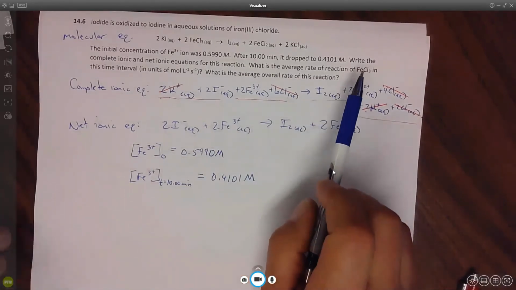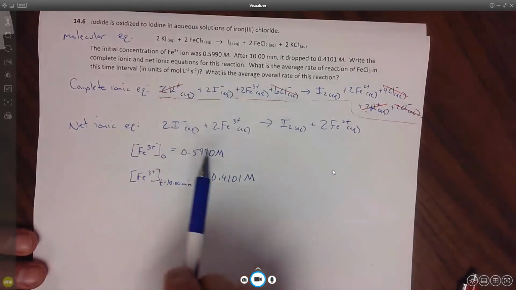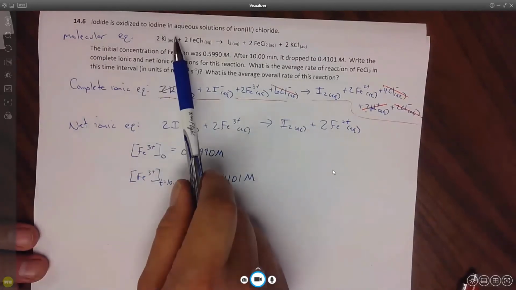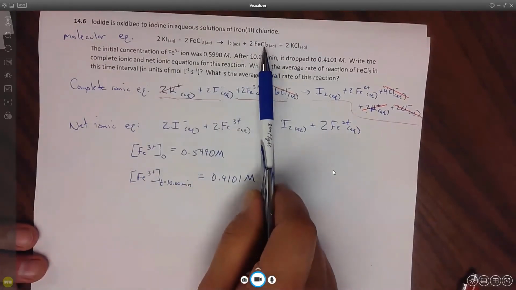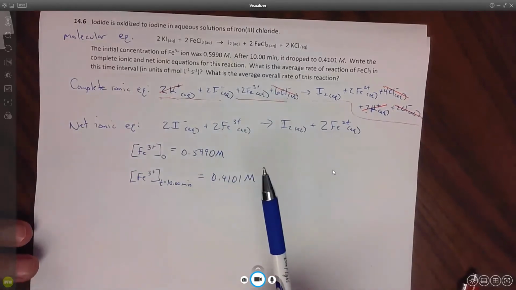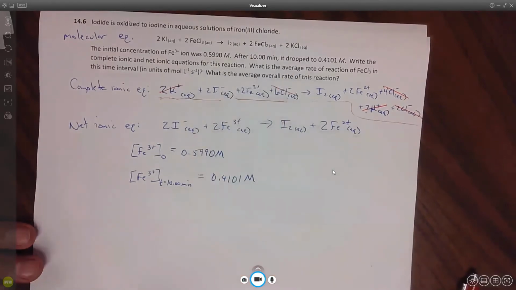It's asked you to write the complete ionic and net ionic equations, which we already did. This was the molecular equation. And if the molecular equation is balanced, and if you're doing everything right, you don't need to rebalance, but that's one way to check and see if you're doing everything right. If this is balanced, it should remain balanced throughout.